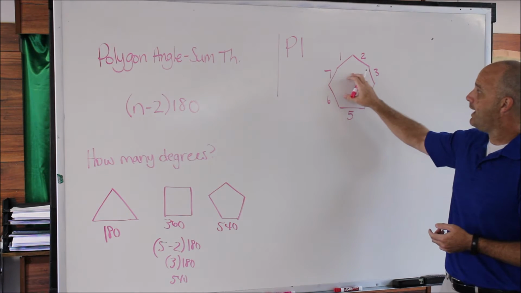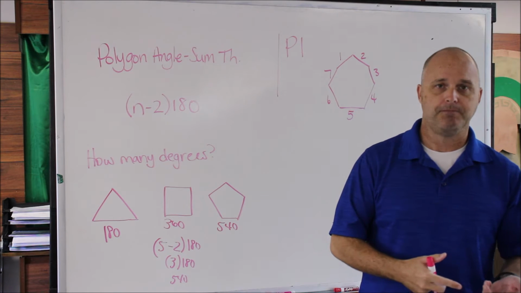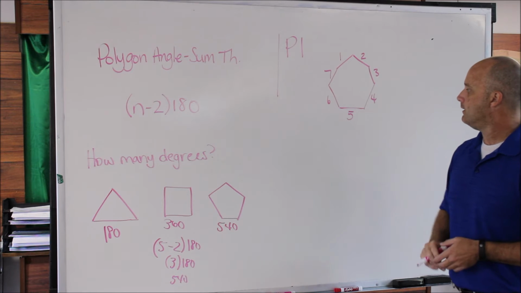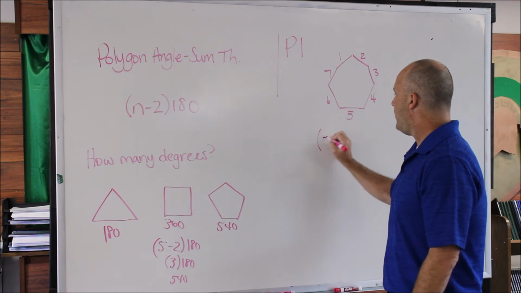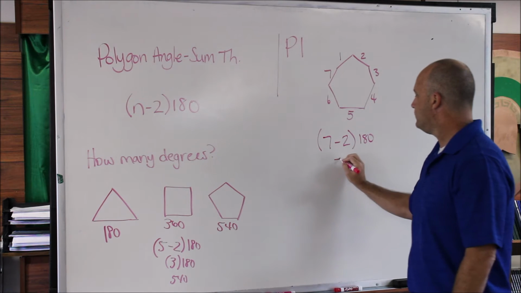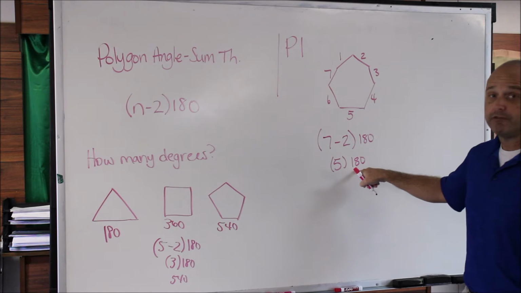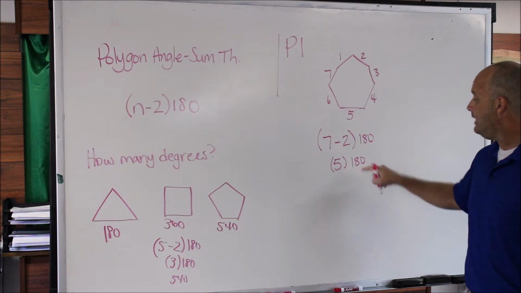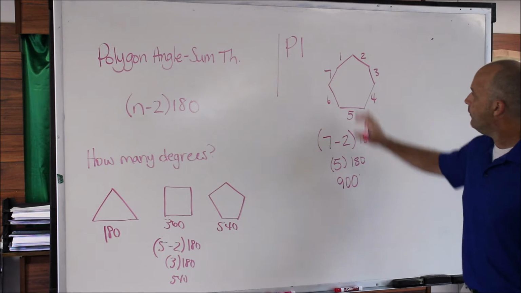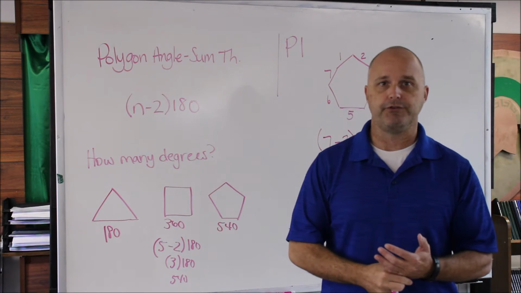In problem number 1, it asks us, what is the interior measure of the angles for a heptagon? So hepta means 7, so we've got a 7-sided polygon. So we're going to go 7 minus 2 times 180. So 7 minus 2 is 5, times 180. 5 times 100 is 500. 5 times 80 is 400. So put those together and you get 900 degrees. So in this heptagon, the interior angles add up to 900 degrees.